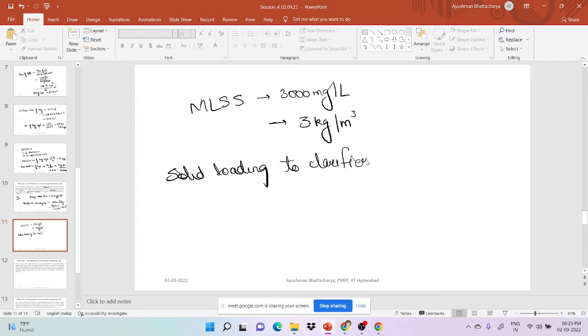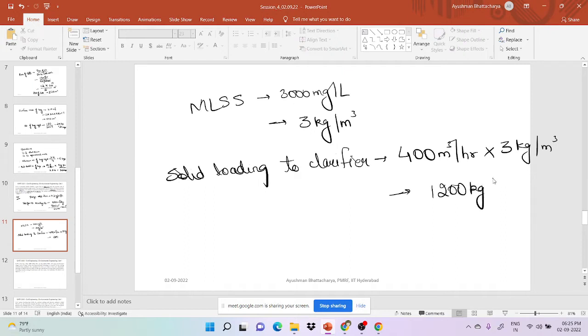So the total solids loading to the clarifier, how much will it be? Flow is our 400 meter cube per hour into the MLSS, so 3 kg per meter cube. So this will come out to be 1200 kg per hour. So this much solid is going to the secondary clarifier.